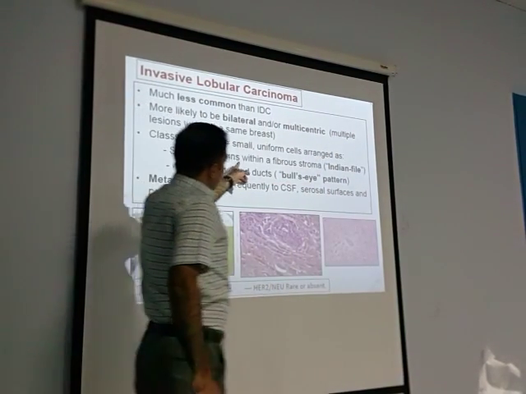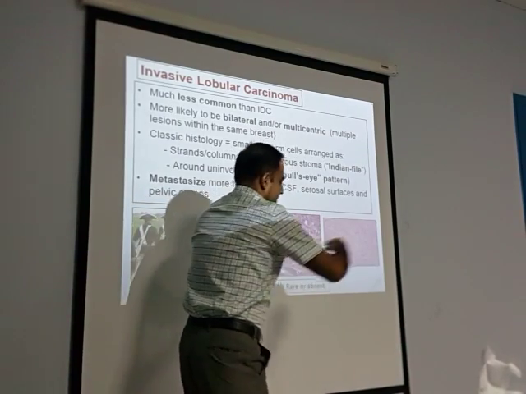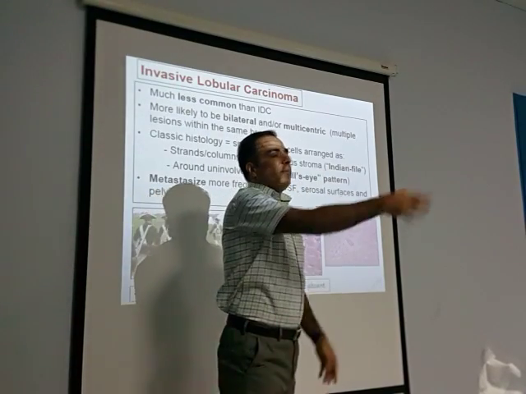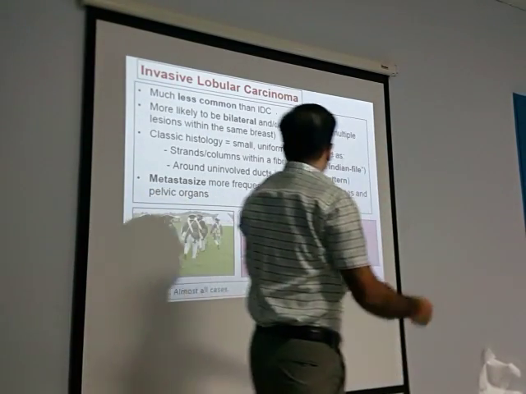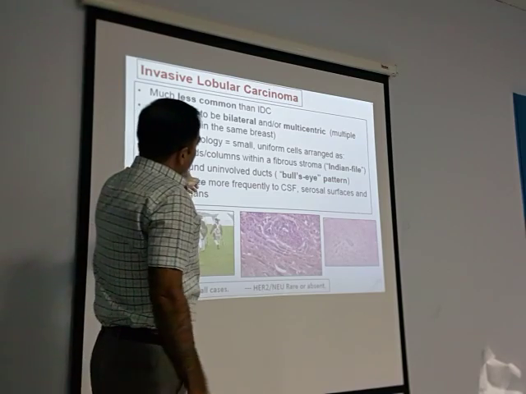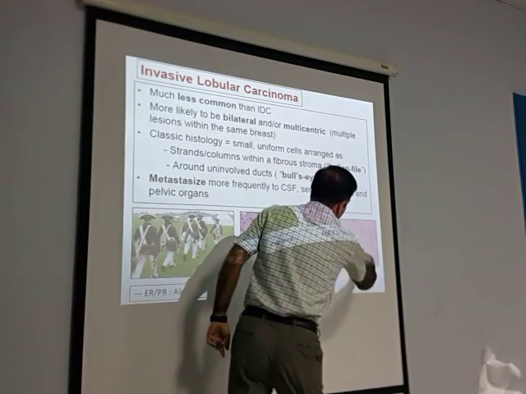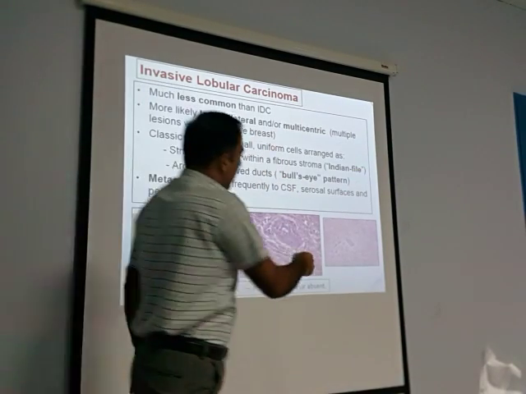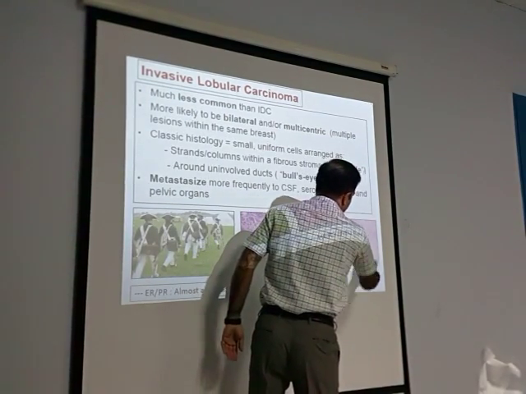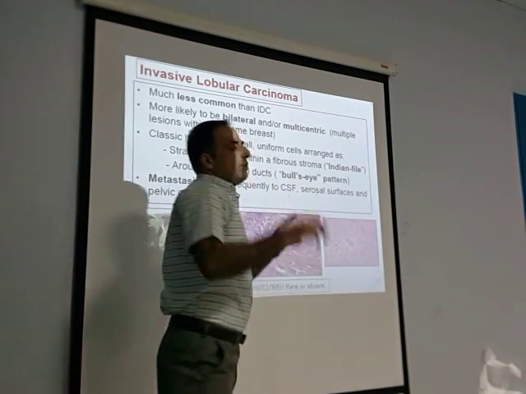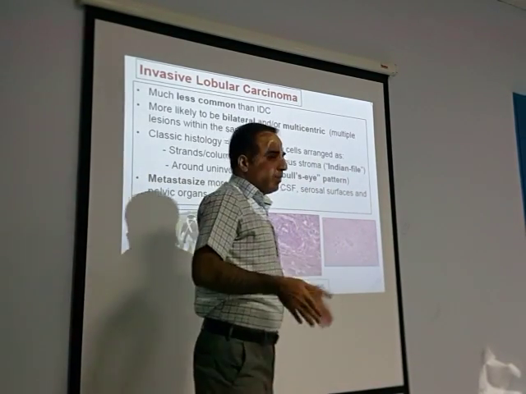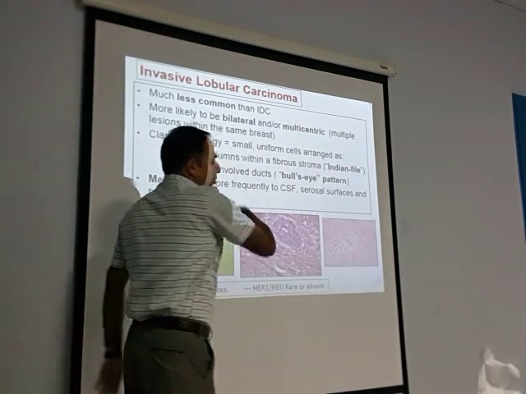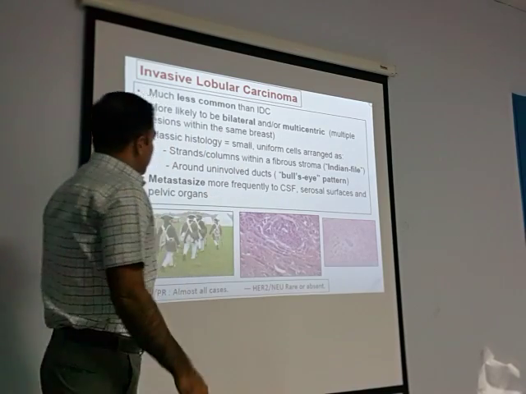You will find strands and columns of cells running in a line. This is called the Indian file pattern. And also the cells will grow surrounding the ducts. This is the bullseye pattern: uninvolved duct in the center, surrounded by the proliferating cells. So you have two types of pattern. One is the Indian file pattern, the cells growing in strands or lines. Another is cells growing around the ducts, which is the bullseye pattern.